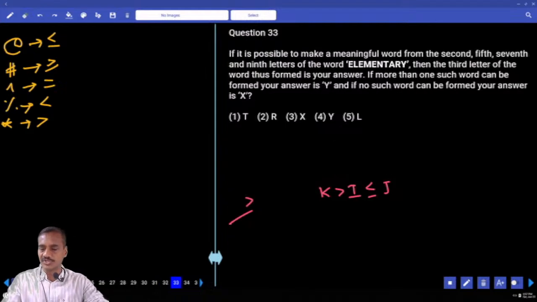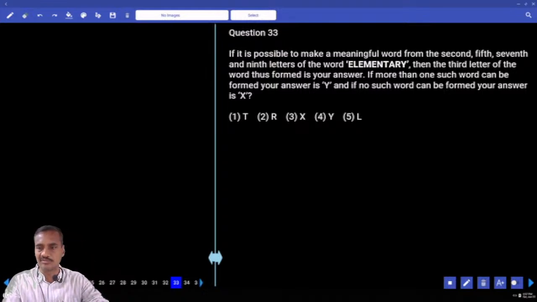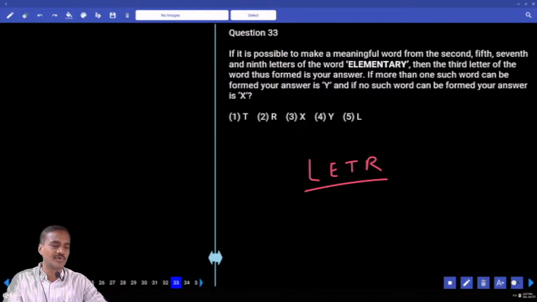The next one, 33 onwards. Meaningful word that can be found with. Tell me, what are the words that can be formed? Now the first one is L, next E, T, R. Now with the help of these 4, can we form any word here? No word can be formed. If no such word, X as your answer, choice 3, question 33.